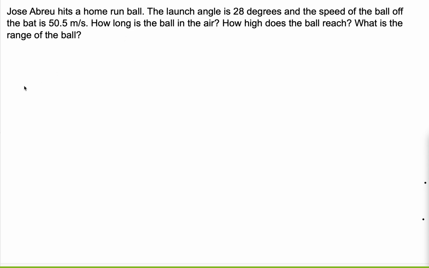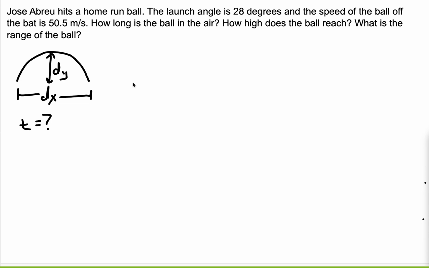And I'm not the best at drawing. Okay, so this is my situation. I want to find dx, the range: how far did that ball end up from the batter? I also want to find dy, which is how high the ball got above the ground. And then I want to find out the time, the total time in the air.